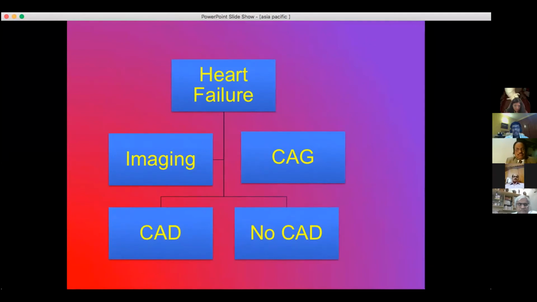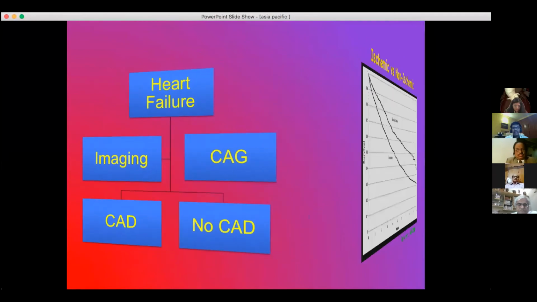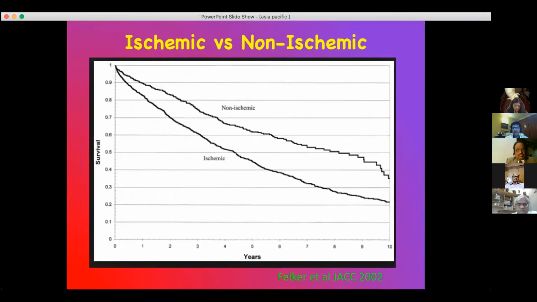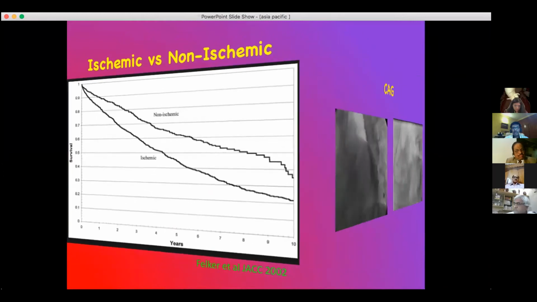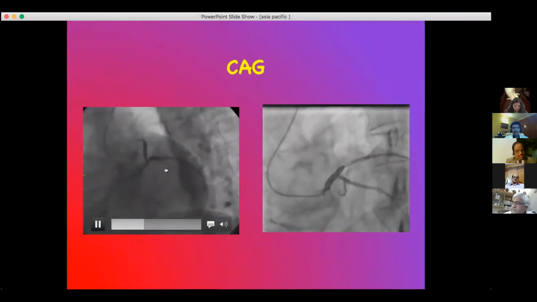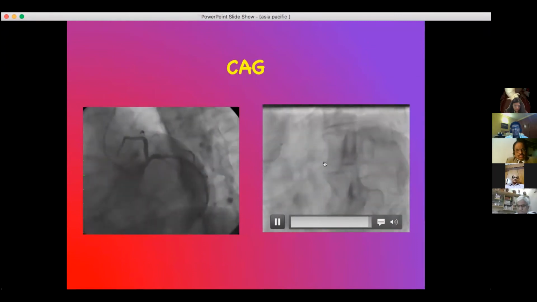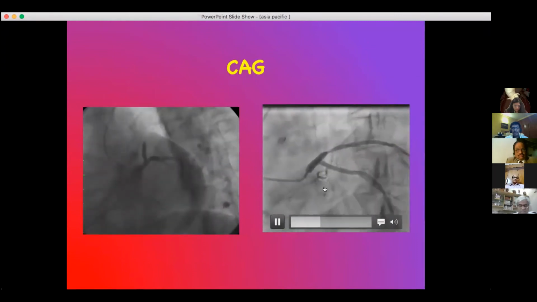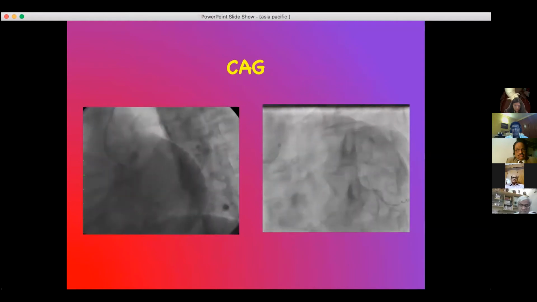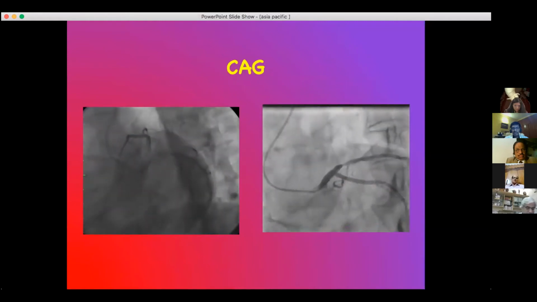The second important facet is whether the patient has coronary artery disease or not. And if you look at Felker's data, you clearly can see that the patients with ischemic subset have a poorer prognosis in heart failure compared to the non-ischemic. So the traditional way to assess this was to do the coronary angiograms. As you can see, the one on the left has a normal angiogram, and here there is a total LAD cutoff. However, the cardiac MRI can do the same job, albeit in a non-invasive fashion.